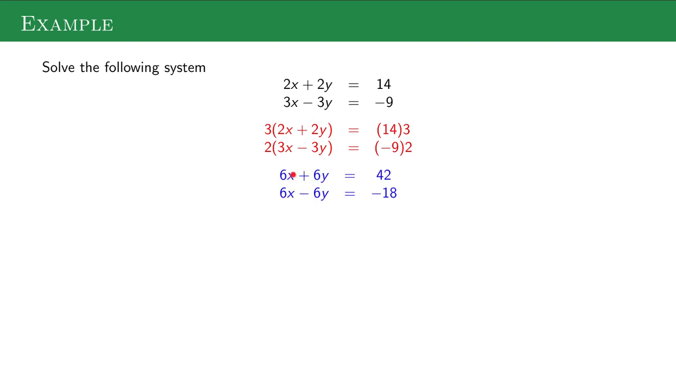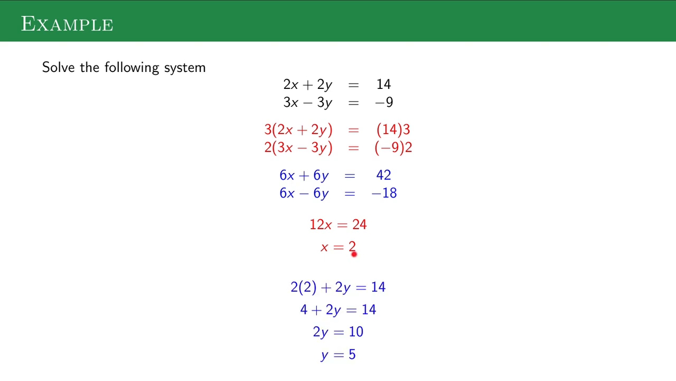All right, so my equation becomes 6x plus 6y equals 42, and 6x minus 6y equals negative 18. Now you can see these y's stacked on top of each other are exact opposites. 6 and negative 6 are opposites. When I add them, they disappear. And I get 12x when I add, and 24 when I add these together, which I can divide and get x equals 2.